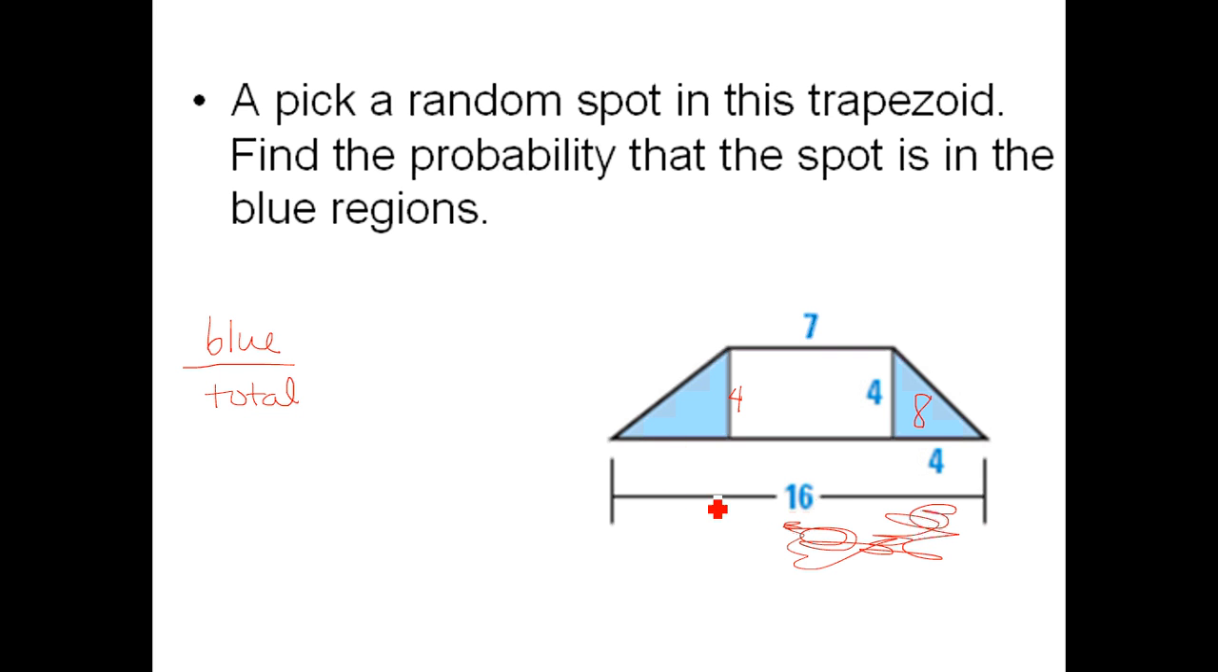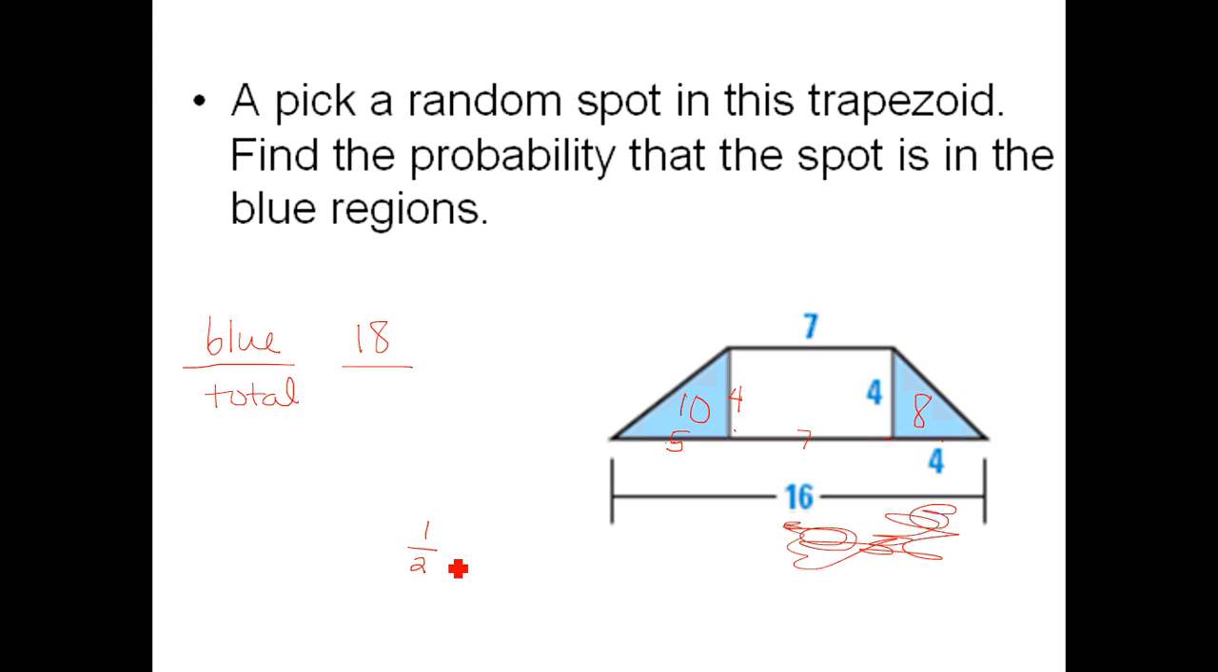Well, let's figure that out. I have 16 all the way across, 4 to right here. That leaves me with 12 minus 7 more, so this has to be 5. 5 plus 7 plus 4 makes 16. So this area over here is 5 by 4, which is 20, but remember it's a triangle, so 20 divided by 2, 10. So that has an area of 10. So the blue area is 18. Now we need to find the total area. The total area, if I read this as a trapezoid, you can again do the trapezoid formula.